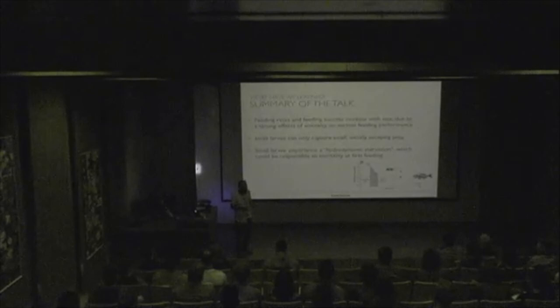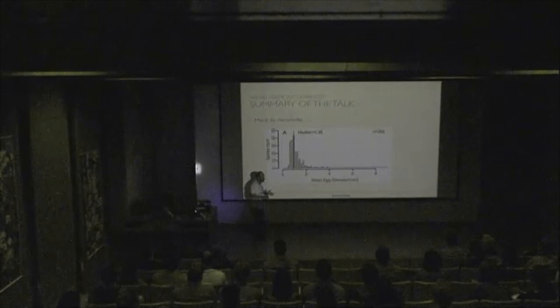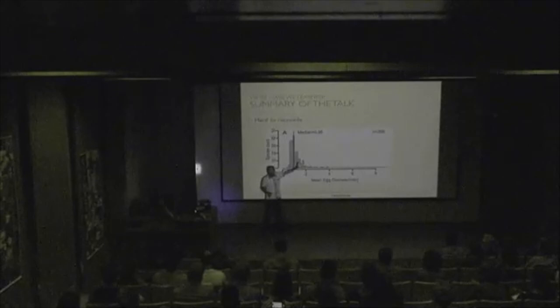Okay, and now you're probably asking, well, this is a weird story, right? Because if this is the case, then how come we don't have larger eggs? I mean, where is selection? So under these really extreme mortality rates, all you have to do is drive that distribution a little bit to the left, right? And you solve everything.